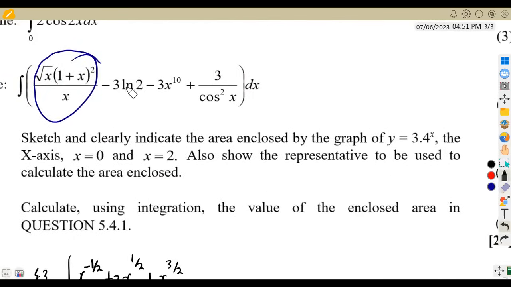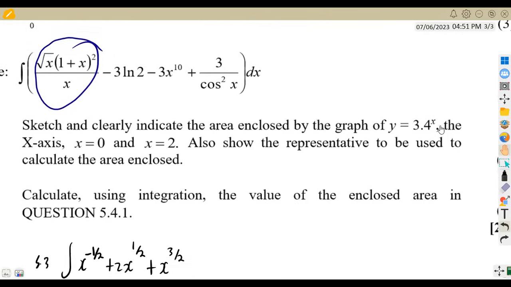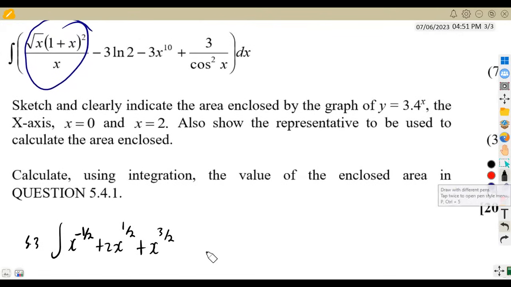We have got minus 3 ln x. There's nothing that we need to change there. We are just going to write it as it is. So this is minus 3 ln x. All right, this one also, there's nothing to change there. 3x to the exponent of 10.